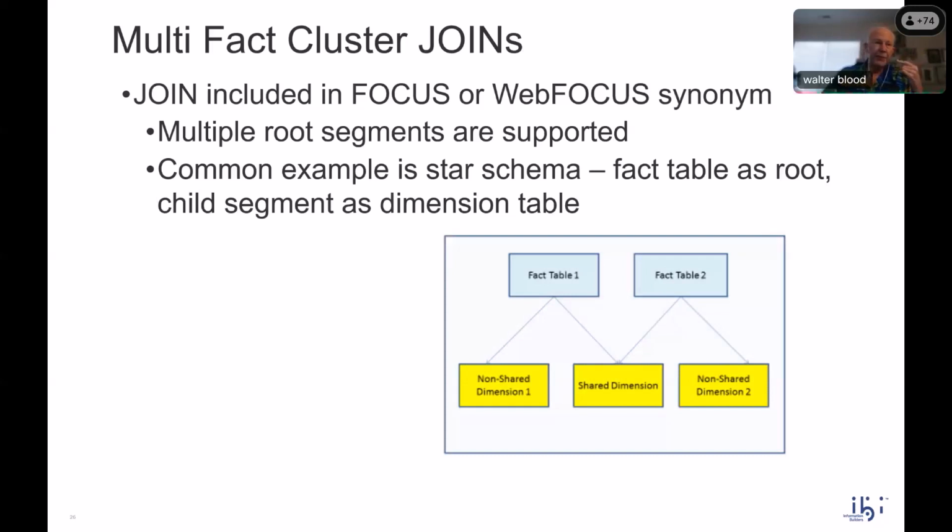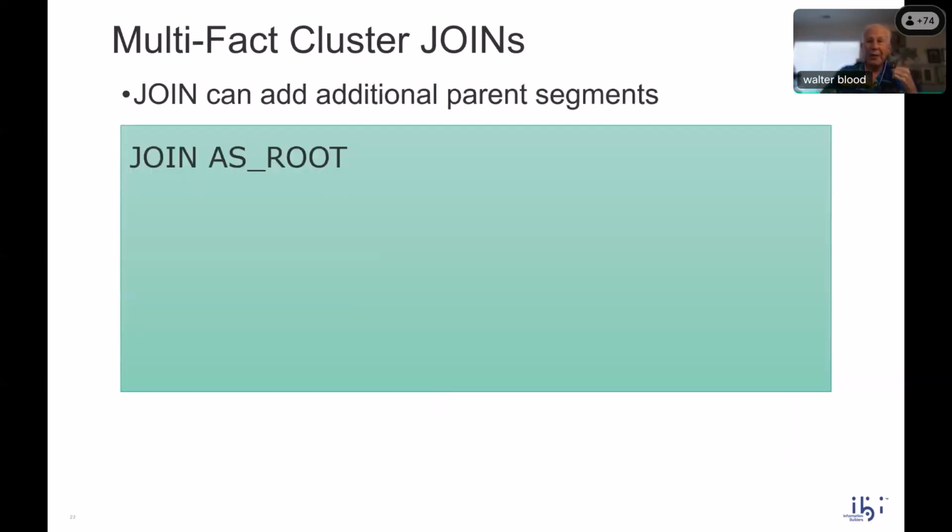And in many cases, you can actually have more than one fact table sharing dimensions. This is a fairly common thing, things like time. Time dimensions, anything that is common to multiple fact tables could very easily be a shared dimension. Now, we can add another fact table to a join or to a cluster by using syntax that we have in the language.